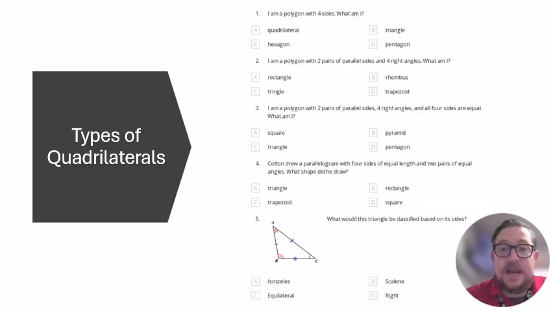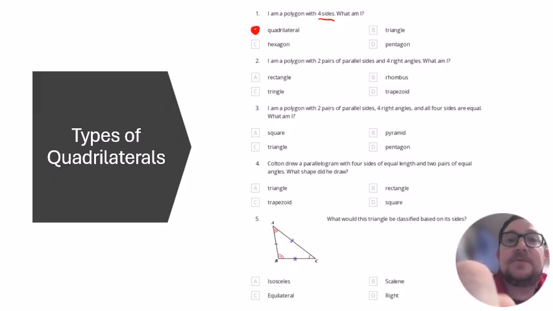All right, now we have a practice test that we can use to put everything we learned together. Question 1 says, I am a polygon with 4 sides. What am I? Well, it could be a rhombus, it could be a trapezoid, a kite, a lot of different shapes. So when it's that vague and it just has 4 sides, we're looking for a quadrilateral of some sort. Question 2, I am a polygon with 2 pairs of parallel sides and 4 right angles.